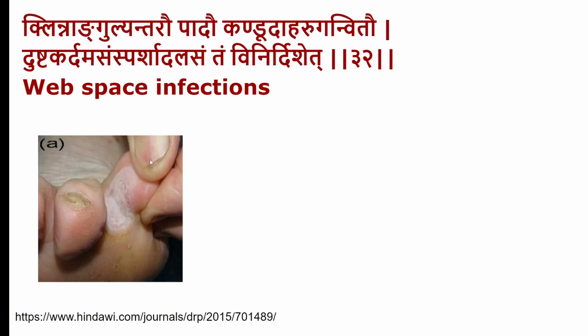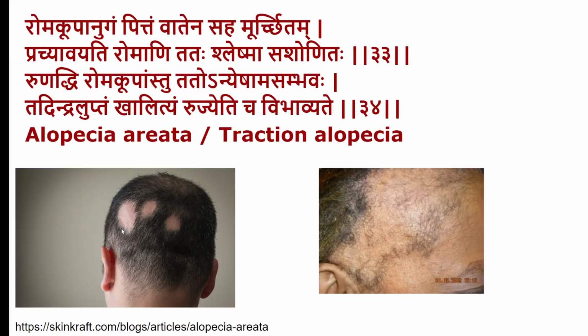Now, when it becomes moist, there will be some amount of oozing produced in between the angulis, and this is usually produced due to contact with the dustakardama, that's the dirt as such. So that's exactly the web space infection which we see now.